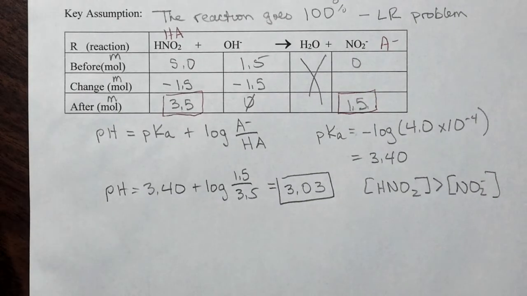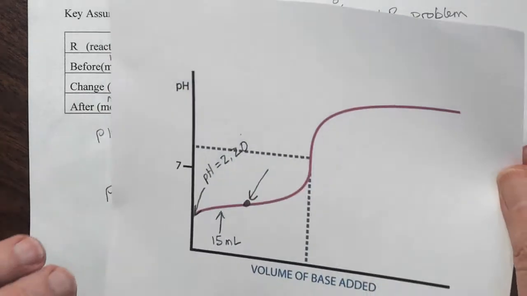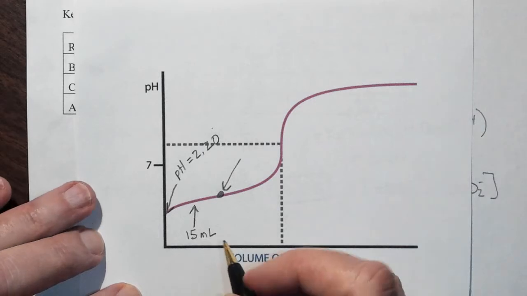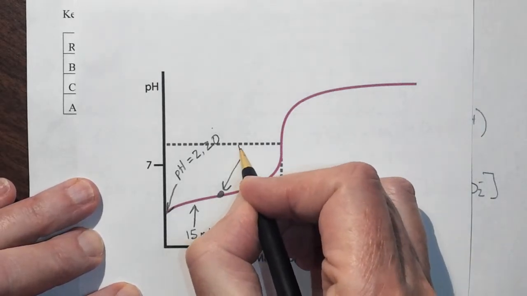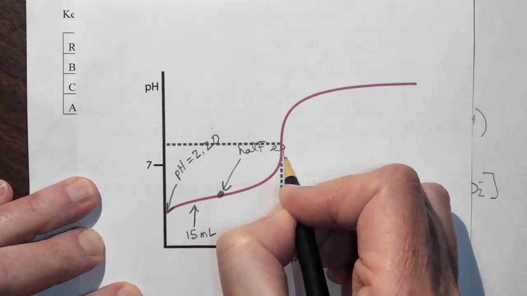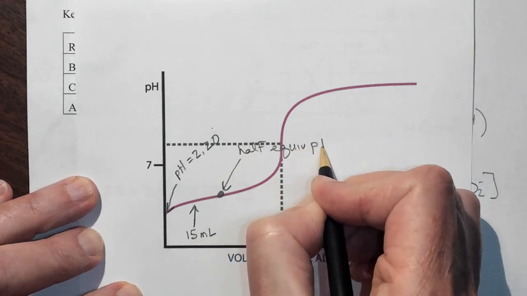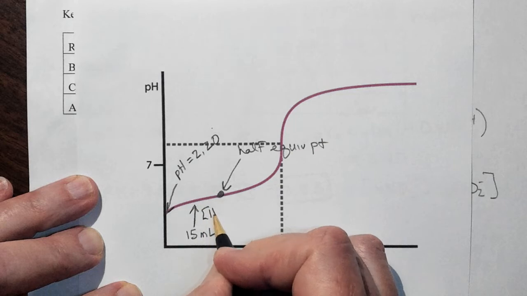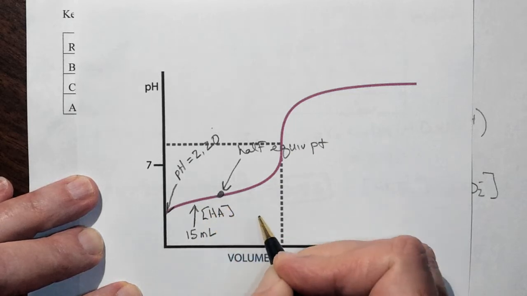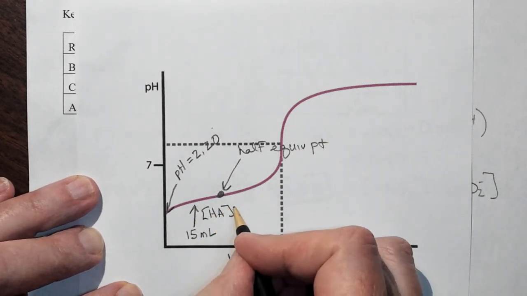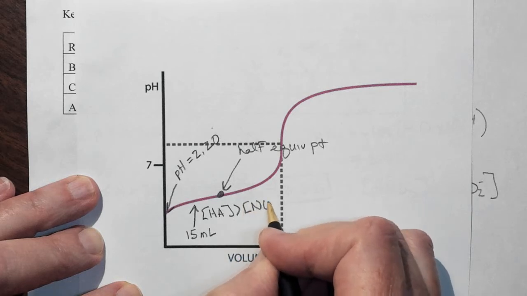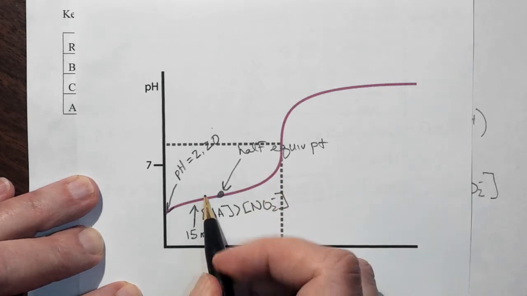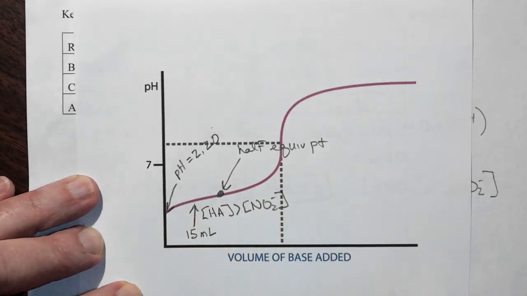So let's amend our little chart that I have right here. This is called our half equivalence point here. That's where we're going next. What we have figured out at this point right here is that HA is greater than NO2 minus, right at this point right here.